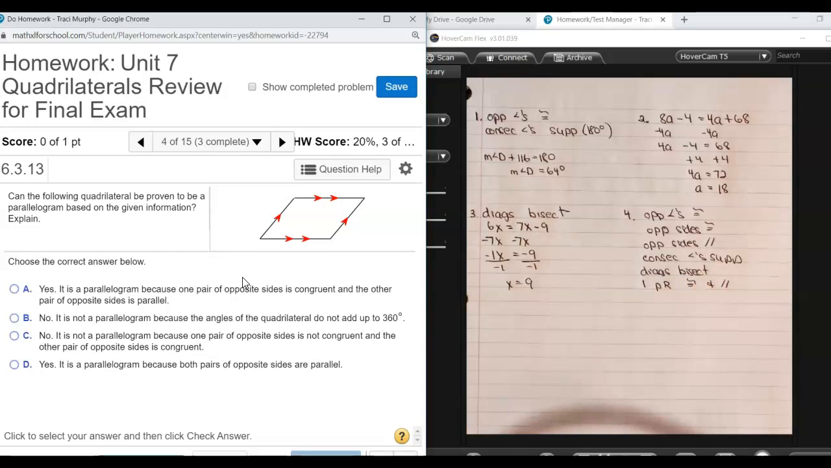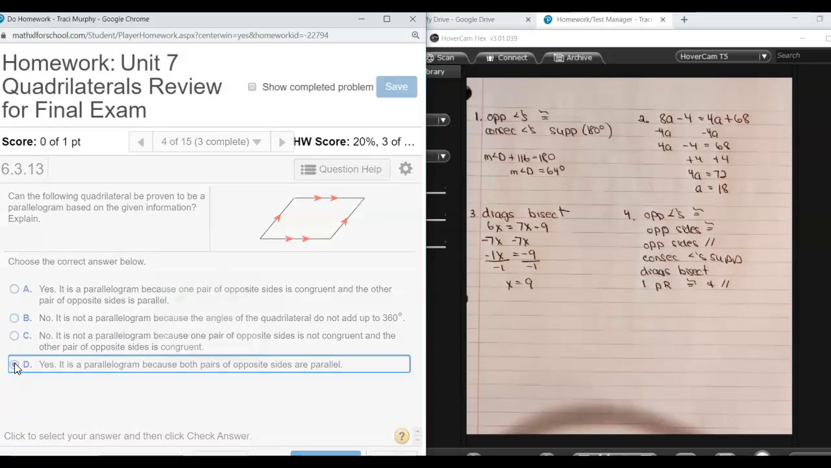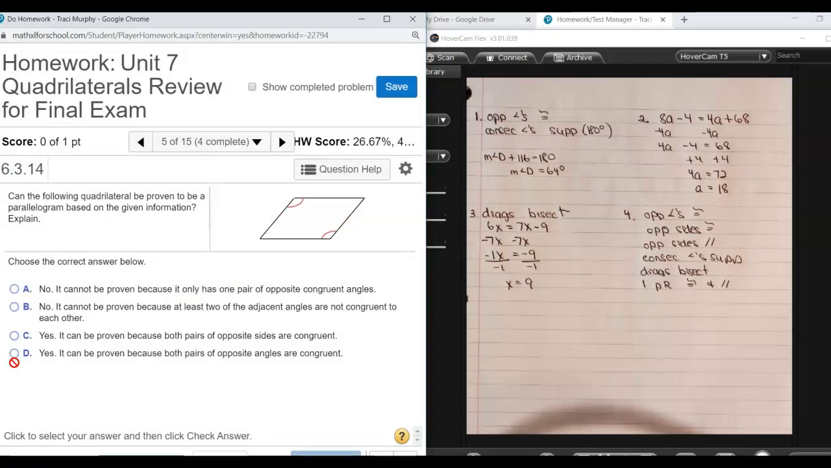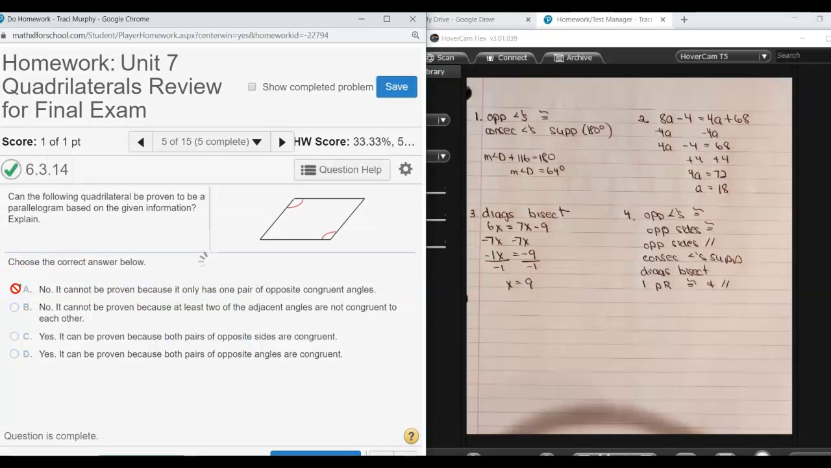So if we look at this one, remember those arrows mean the opposite sides are parallel. So we know it's yes, and it's this last one because both pairs of opposite sides are parallel. Okay, so if you look at this one, all they've given you is one pair, and when we wrote down opposite, it's both pairs of opposites. So in this particular case, it is no, and it's because it only has one pair of opposite sides congruent.